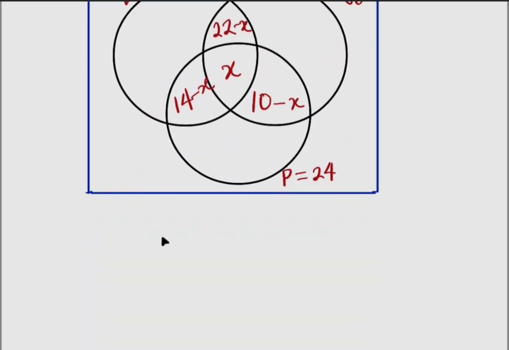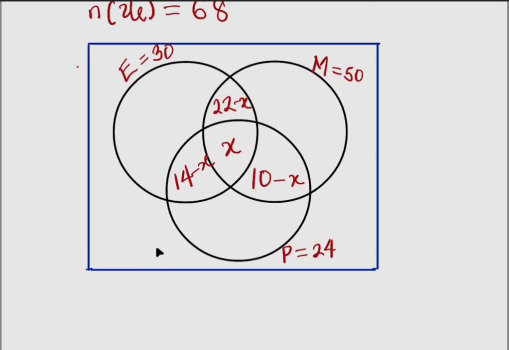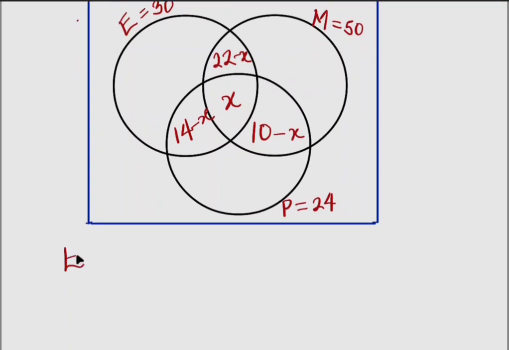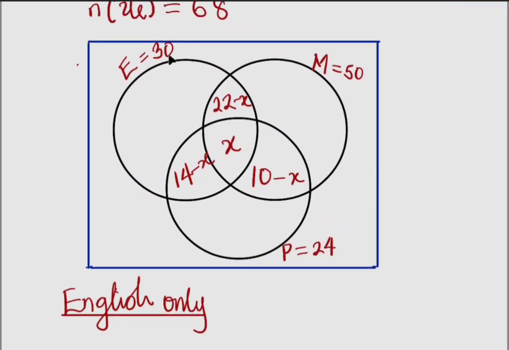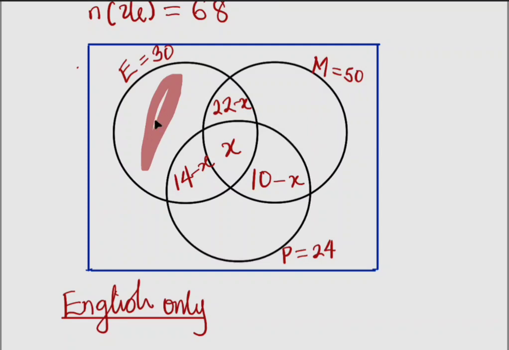Let's move on. Now let's obtain the number of students that take English only. Let's go to the portion of English and see where English only falls. English only is here. This idea has already been established in our previous video. So it means we shall be picking the values there. But how can we identify this value inside here?